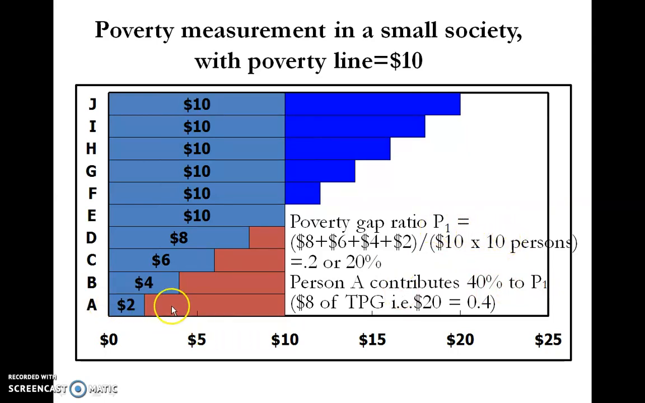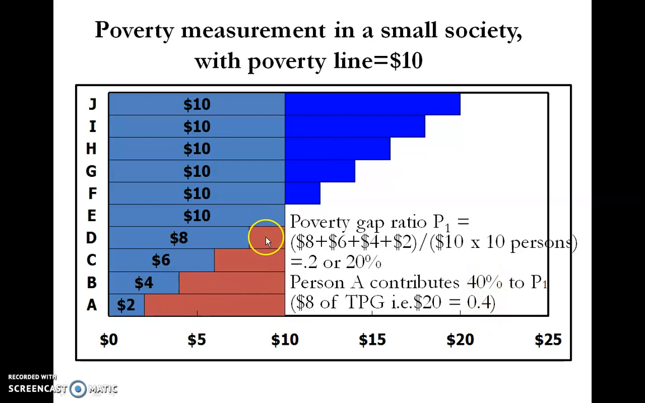Okay, person A's poverty gap is $8. The total poverty gap is $20. How did I get this $20? It's 8 plus 6 plus 4 plus 2, right? So 8 over 20 gives you 0.4, which is 40%.